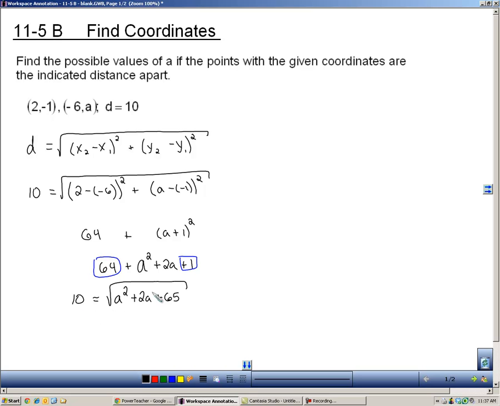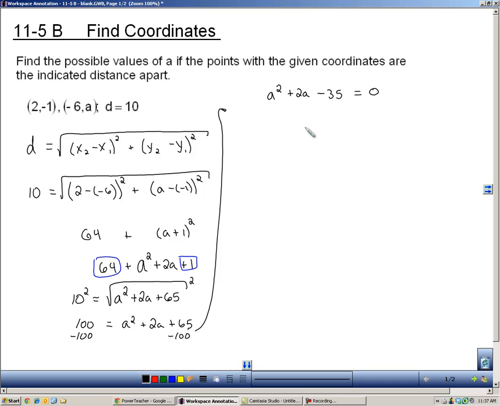Now to solve for a, I have to eliminate this square root, so I'm going to square both sides. So we'll get 100 equals my trinomial. And then I'd like to get this equal to 0, so I can use the zero product property. So I'll subtract 100 from both sides. I'll come up here, and I will get a squared plus 2a minus 35 equals 0.